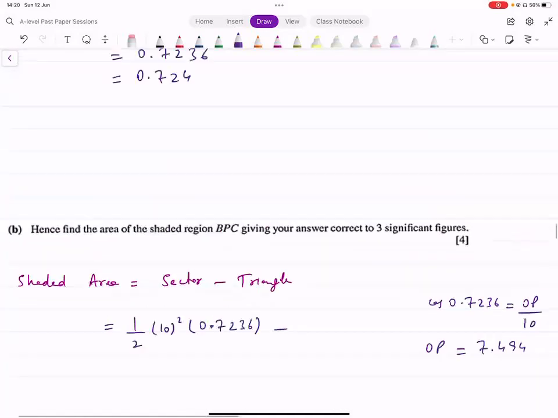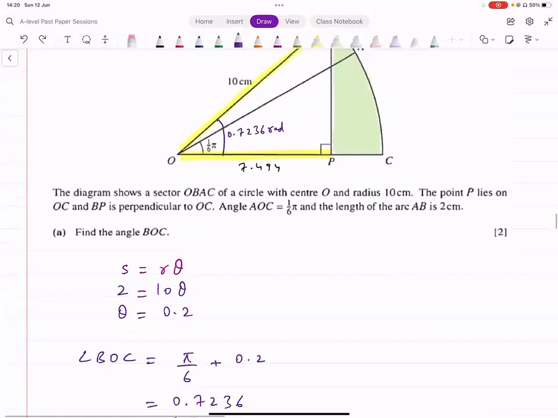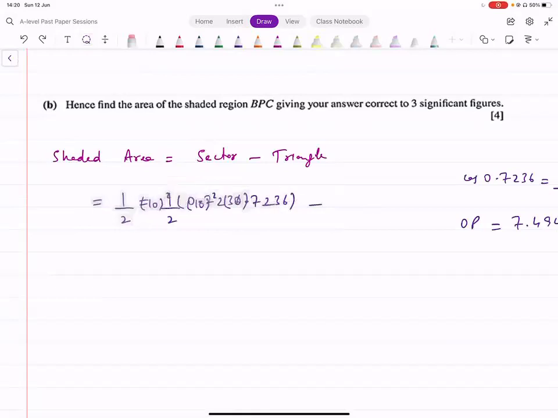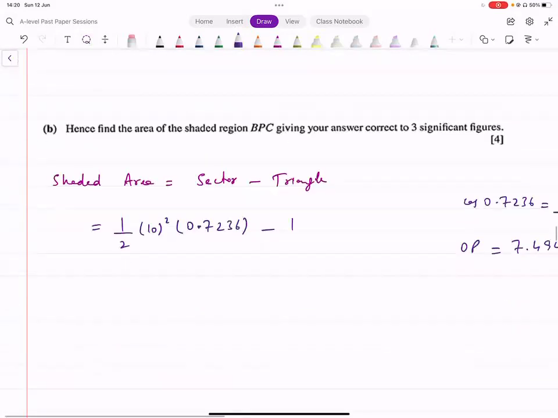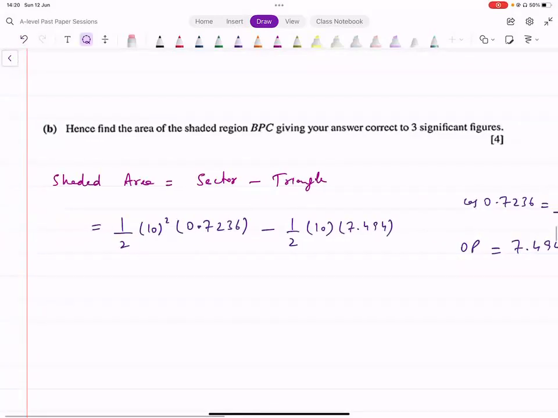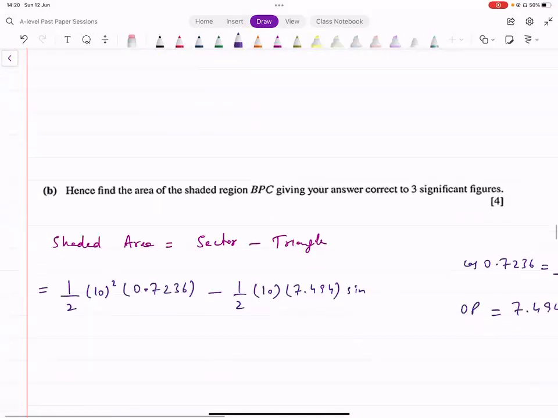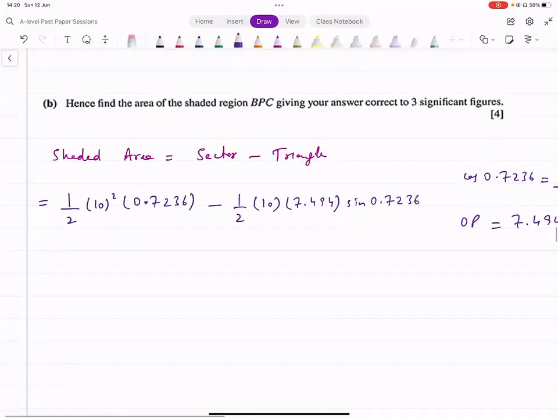Once I have this length, I can use the half AB sine C formula, because now I've got this length, 7.494, and the angle between these two lengths. This is 1/2 into A, which is 10, into B, the second length, 7.494, into sine of the angle between them, which is sine of 0.7236. Let's evaluate this and see what we get. 100/2 into 0.7236 gives me 36.18.